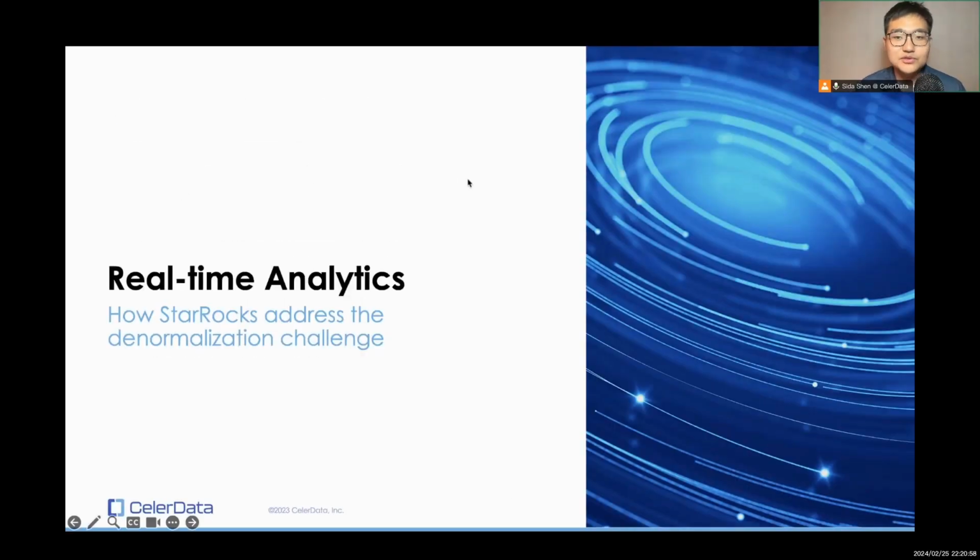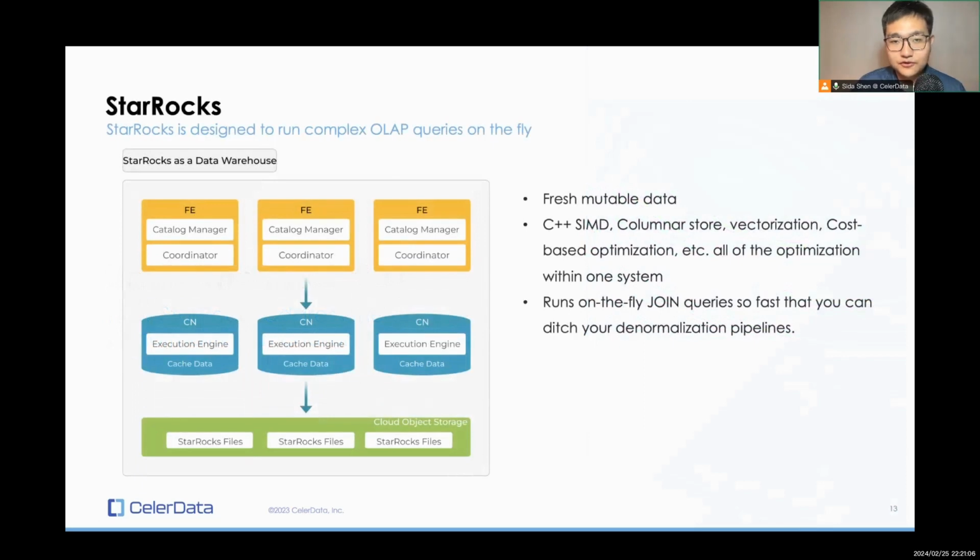So how does StarRocks address the denormalization challenge in real-time analytics? First, to do real-time analytics with StarRocks, you would ingest the data into the StarRocks storage engine and utilize the strong StarRocks file and table format to perform fresh data updates on mutable data. To address the denormalization challenge, it's actually quite simple. To do what? Just to run really fast joins.